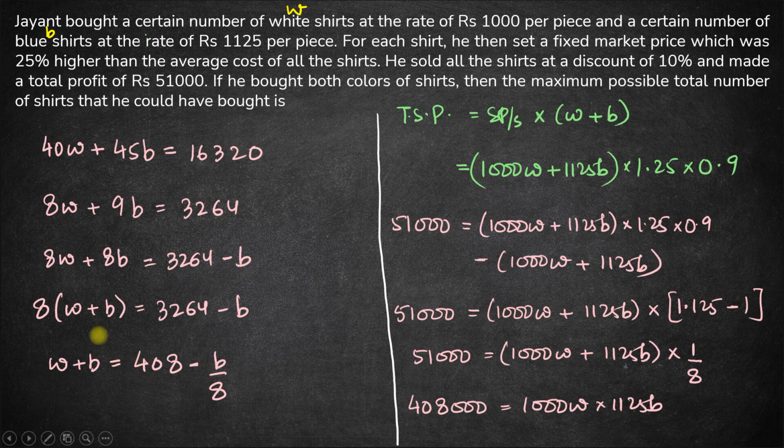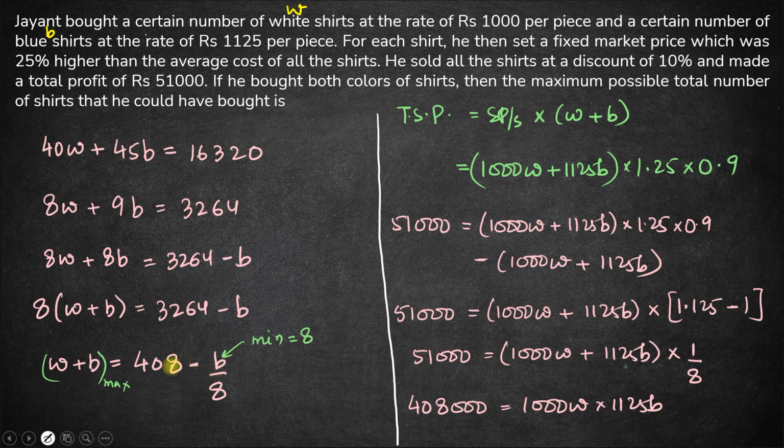Now if we want to maximize W plus B, we need to minimize B over here, right? Because B is getting subtracted. Now B cannot be 0 because he has bought at least one shirt of each color. So the minimum value B can take over here is such that this should be an integer. 408 is an integer. The number of shirts should be an integer, so this whole thing should be an integer. For this whole thing to be an integer, B by 8 should be an integer. So the minimum possible value of B must be 8.